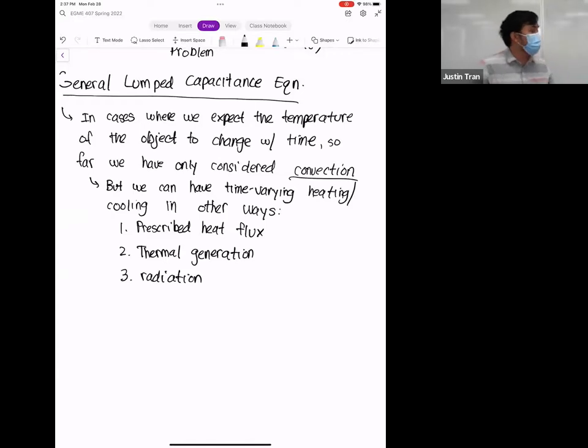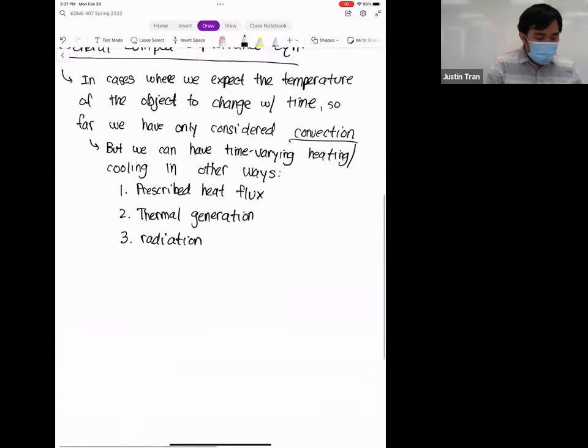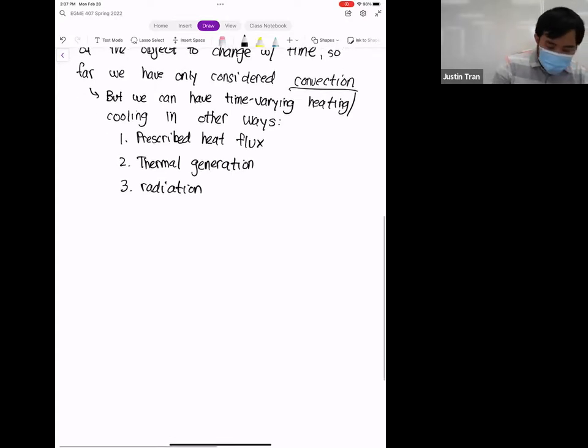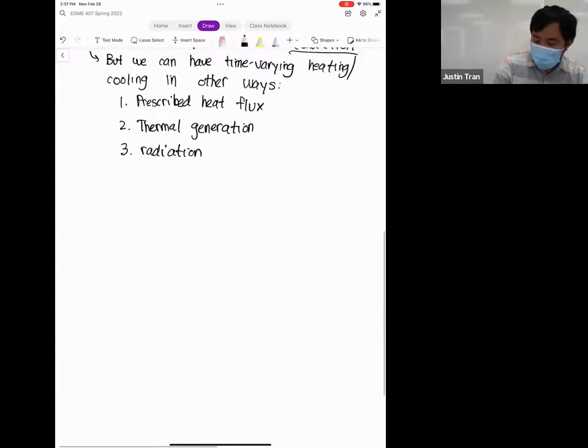And we can also have radiation, right? And so we can have an object that also radiates heat, or maybe it's being heated by radiation as well. And so some instances that come to mind would be like a satellite, something in space that's being heated by the sun. Okay. And so in other words, there's a lot more than just convection that we can use to change an object's temperature with time.